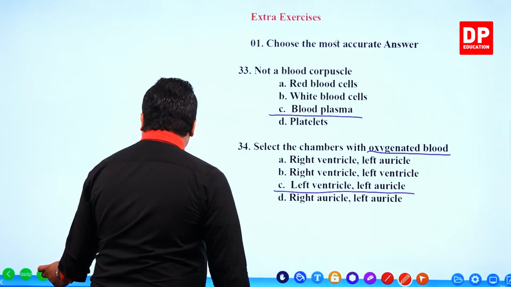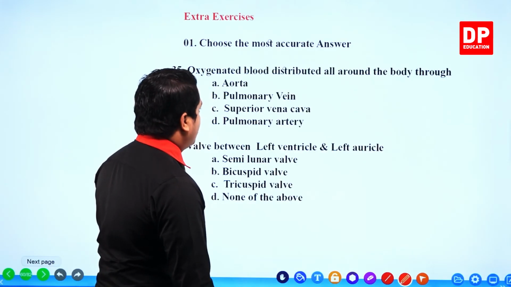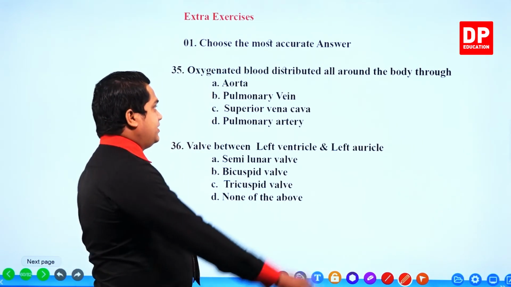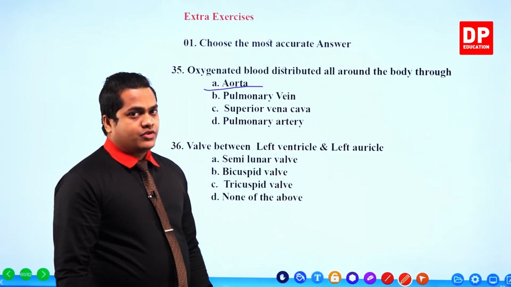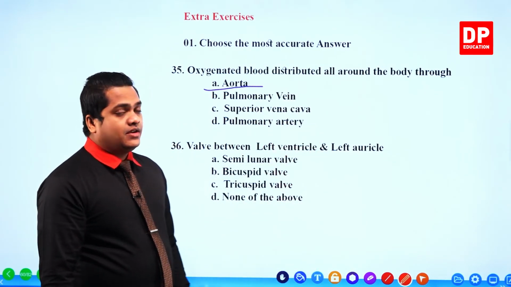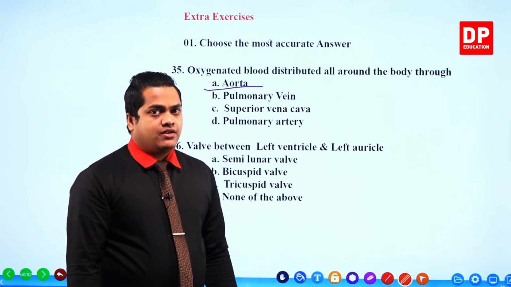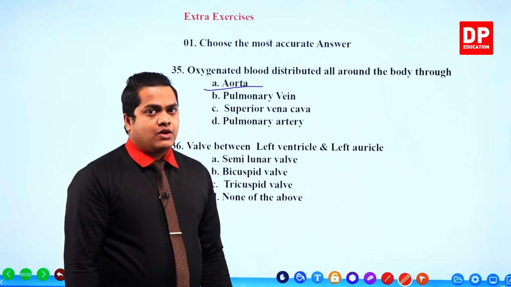Then the next one: oxygenated blood is distributed all around the body through, very simple, the first and foremost answer, the aorta. The aorta is the main artery responsible for transporting oxygenated blood, my dear children. So the aorta is the main artery that transports blood all around the body.